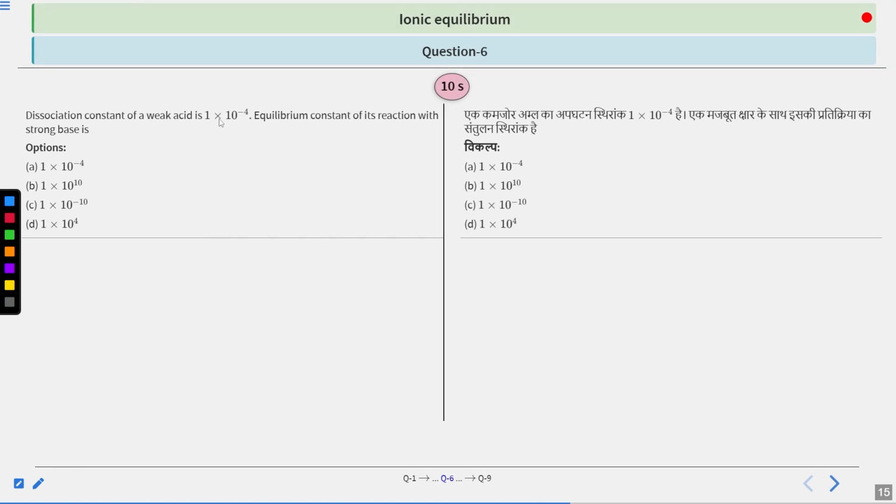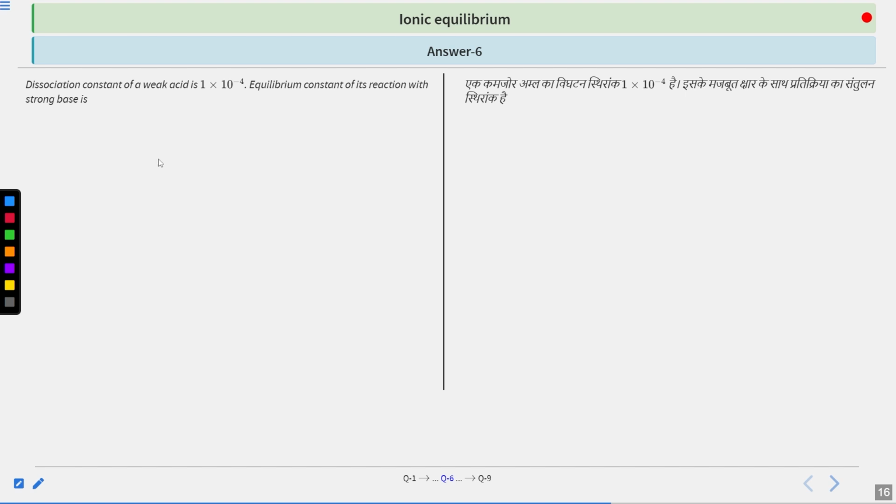Next question. The dissociation constant of a weak acid is 1 into 10 to the power minus 4. Now, the equilibrium constant of its reaction with a strong base is, options are A, 1 into 10 to the power minus 4, B, 1 into 10 to the power 10, C, 1 into 10 to the power minus 10, and D, 1 into 10 to the power 4. Your time to solve this question starts now. Hence, your time is up.